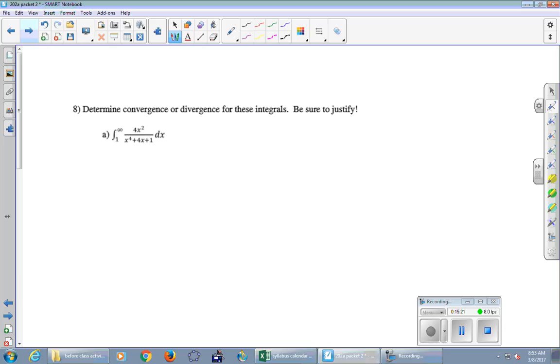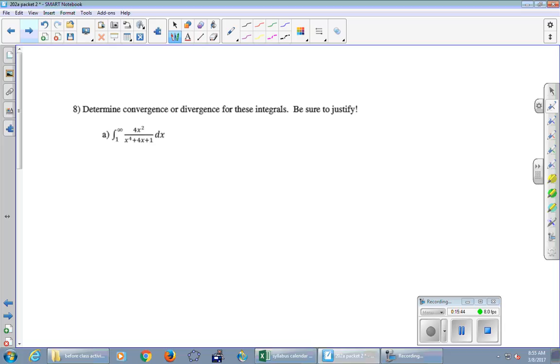Instead, what we're going to do is compare. So the goal here is just to determine whether this integral converges or diverges. All we care about is, is it finite or is it infinite? If it's finite, we're not going to know what it actually converges to. Does it converge to 10? Does it converge to 500? I don't know. I don't care. All I need to know is whether it's finite or infinite. Those are my two choices.